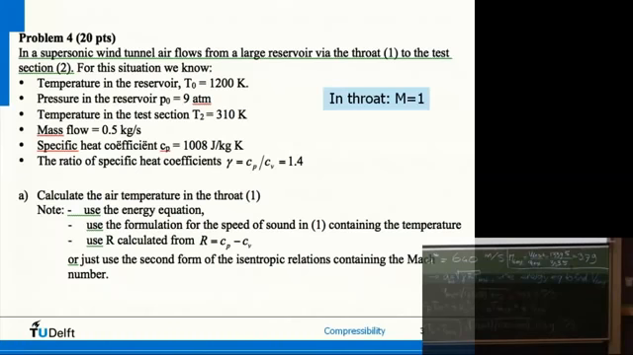And what is the dimension of the Mach number? It's a dimensionless number, right? We divide speeds over speed. Okay, any questions about this? No? Then we can continue with part D.